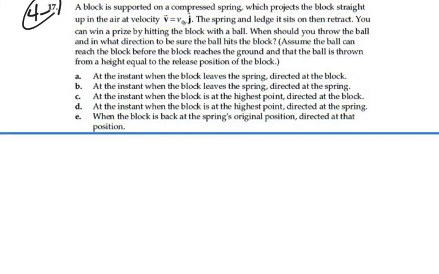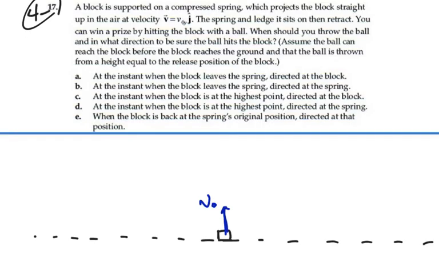Alright, so we've got a block. We're going to launch it from ground. We'll launch it with some velocity, v naught, and it's going to go straight up. It'll go to some maximum height, and then it'll fall back down to the ground.